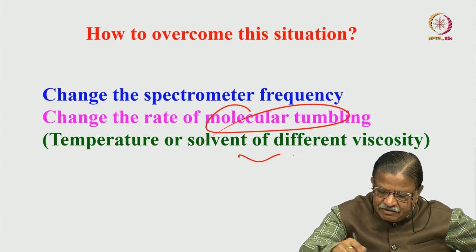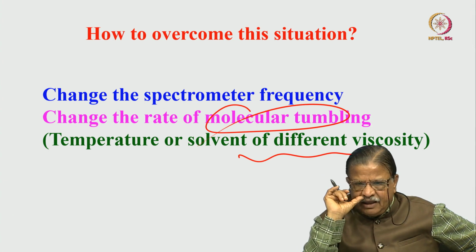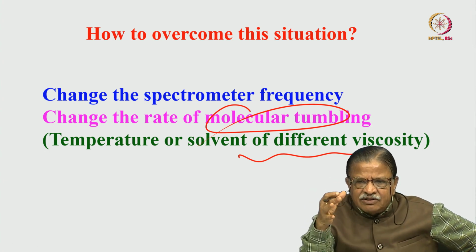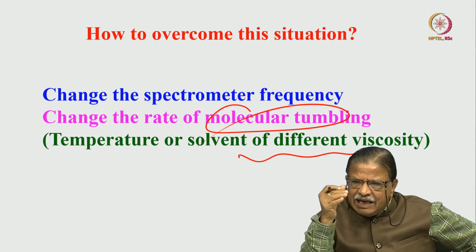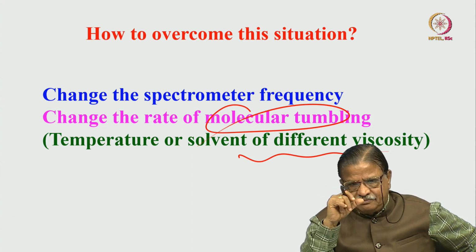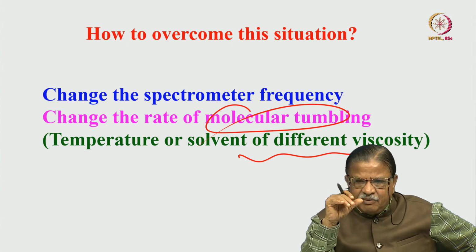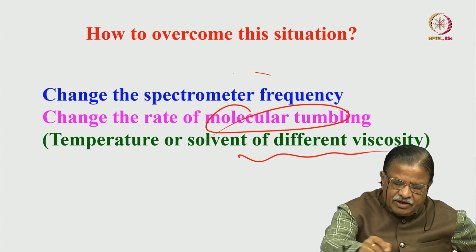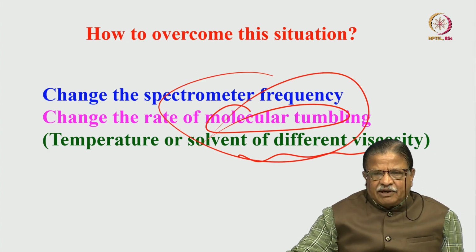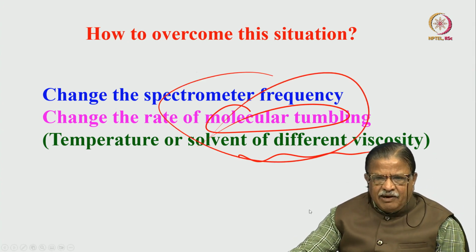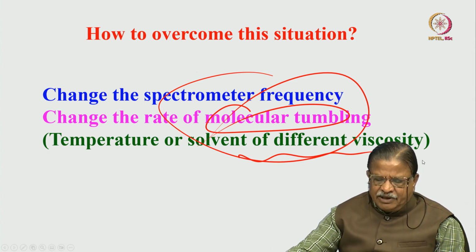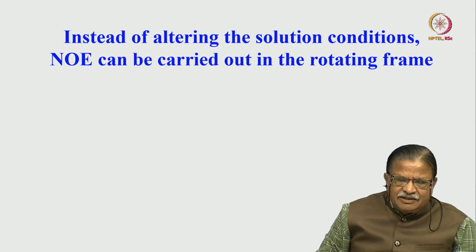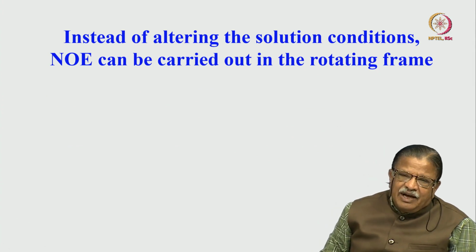Or change the solvent of different viscosity. If the viscosity is very, very small, molecules tumble faster. In a highly viscous solvent, they tumble slowly. So, various experimental tricks we can adopt. If you want to overcome this omega tau c situation, which is equal to 1, where there is no NOE, you can do any of these things. Change the spectrometer frequency, change the rate of molecular tumbling by changing temperature or the solvent. All right. Instead of altering the solution condition, why can't we do a different experiment?